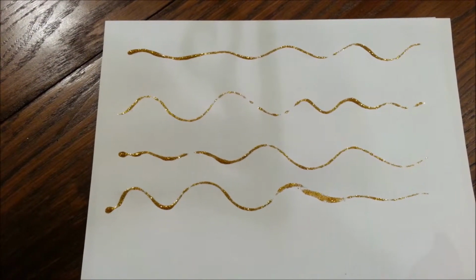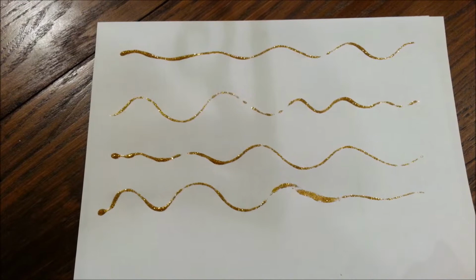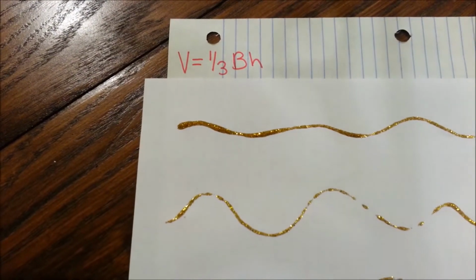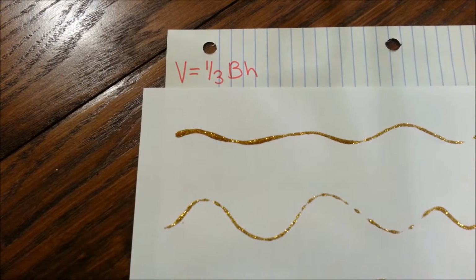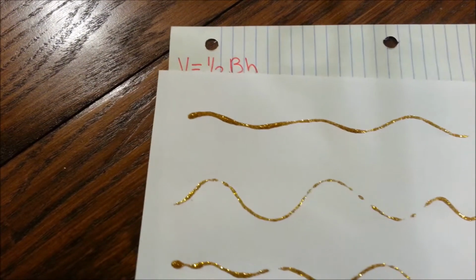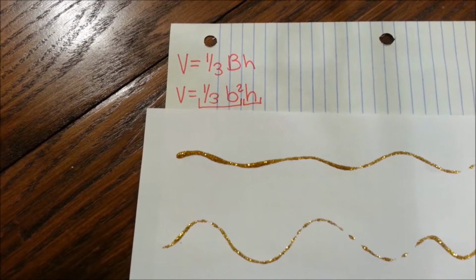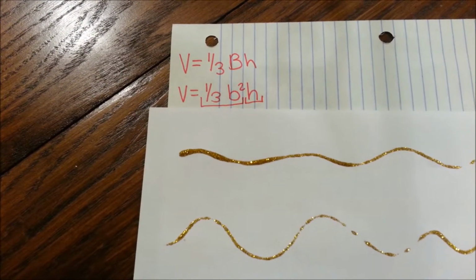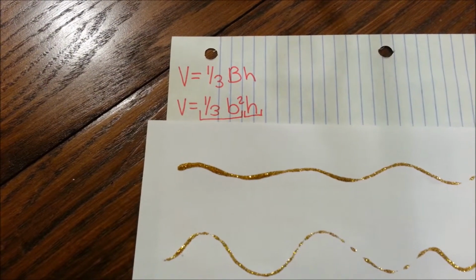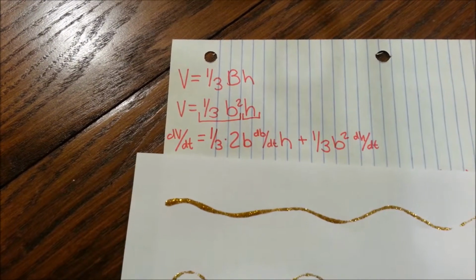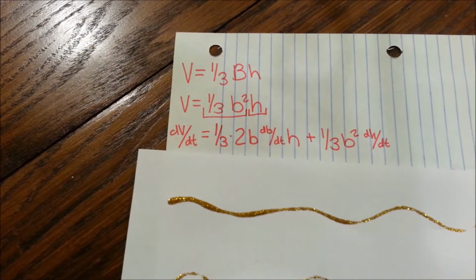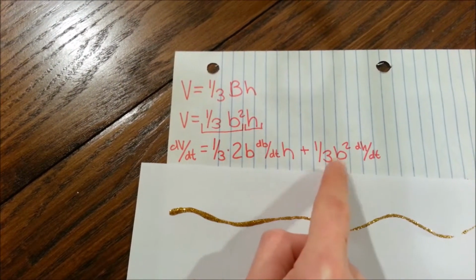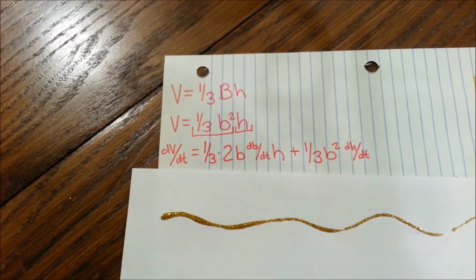So to find the rate at which the volume is decreasing, we first have to know the volume formula for a pyramid, which is 1/3 of the area of the base times the height. And since the base is a square, we know the area of a square is the base squared. So the volume formula becomes V = 1/3 times the base squared times the height. Now you're going to take the derivative using the product rule, which becomes dV/dt equals 1/3 times 2b db/dt times h plus 1/3 b squared times dh/dt.